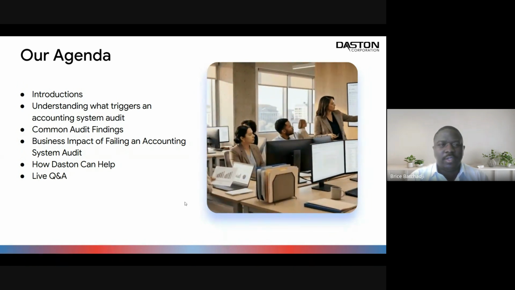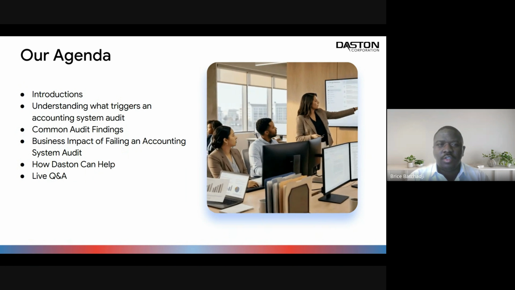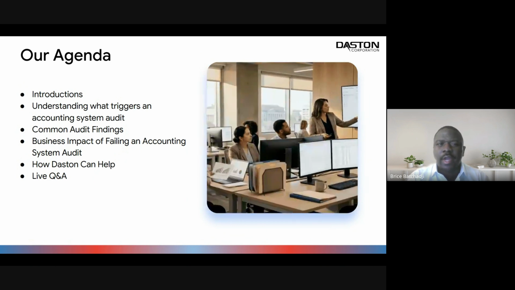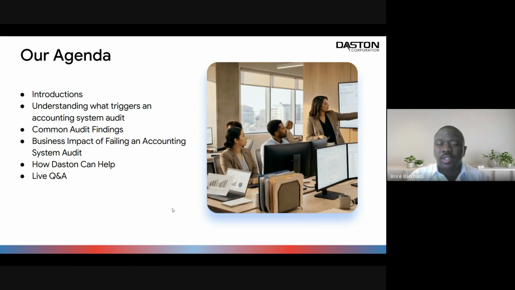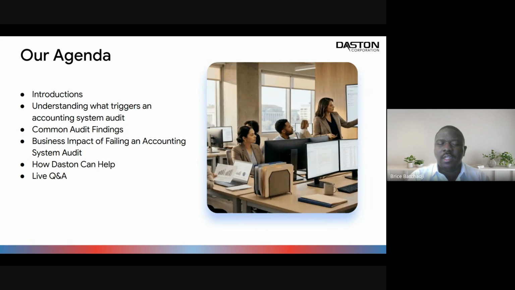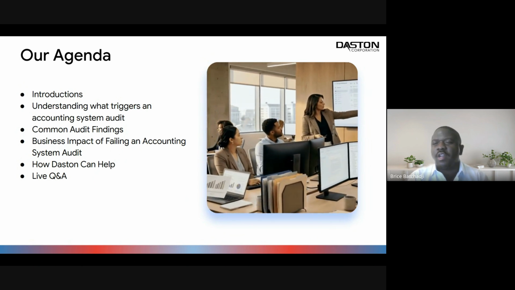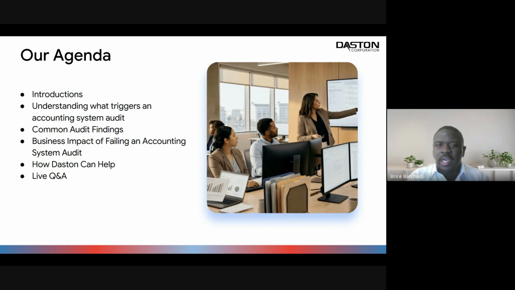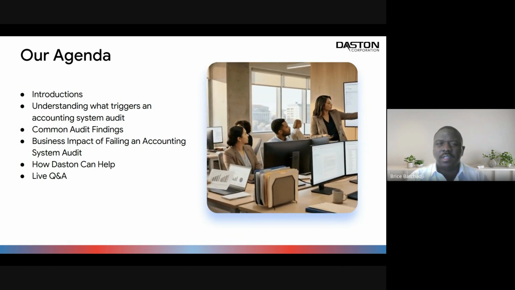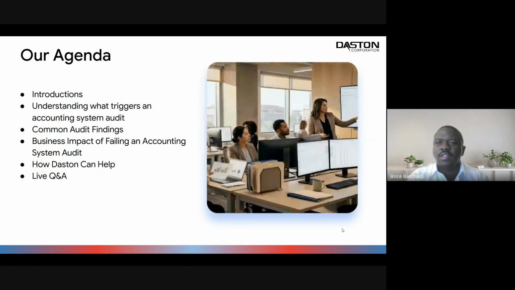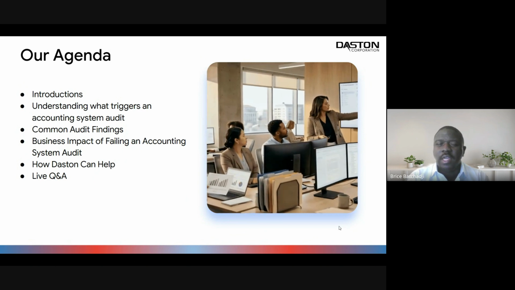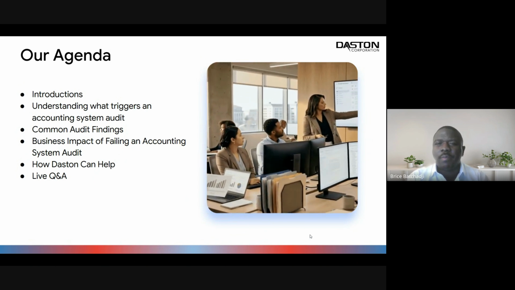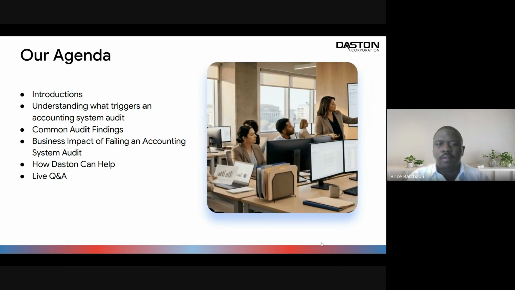Thank you everyone for joining the webinar today. As Joe mentioned, we wanted to put this together to give you a little bit of background on what to generally expect around a DCAA accounting system audit. We'll also talk about what we've generally seen in terms of audit findings, and then get into the impact of failing an accounting system audit. I know there are probably going to be a lot of questions around that, seeing how that impacts each of your organizations. Then we'll close out by showing some of the premium support that we at Daston offer.